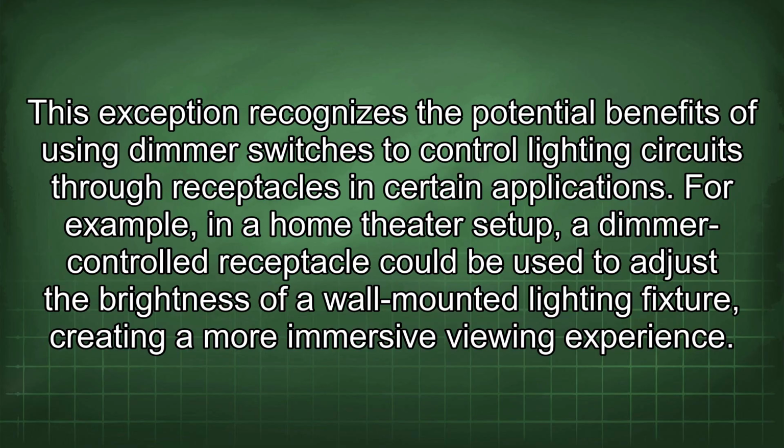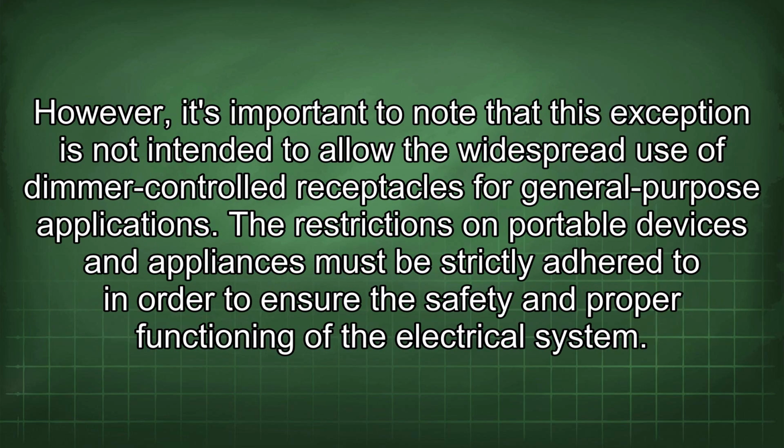For example, in a home theater setup, a dimmer-controlled receptacle could be used to adjust the brightness of a wall-mounted lighting fixture, creating a more immersive viewing experience. However, it's important to note that this exception is not intended to allow the widespread use of dimmer-controlled receptacles for general-purpose applications. The restrictions on portable devices and appliances must be strictly adhered to in order to ensure the safety and proper functioning of the electrical system.